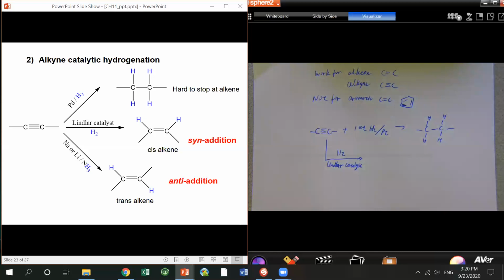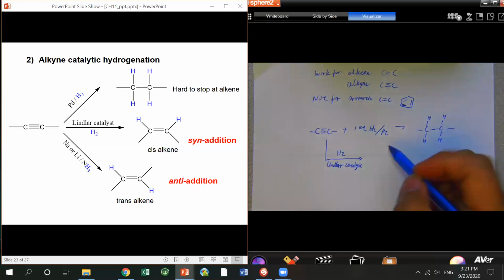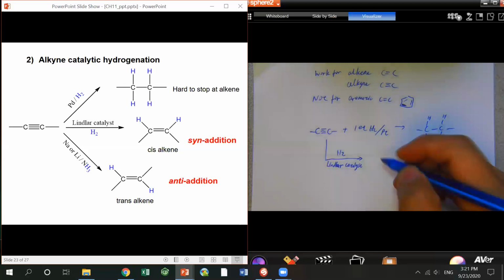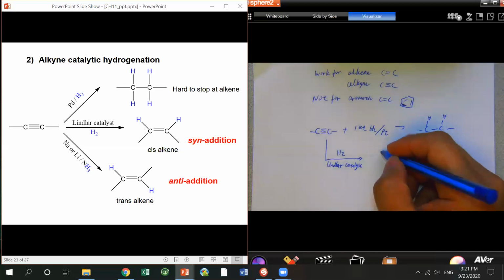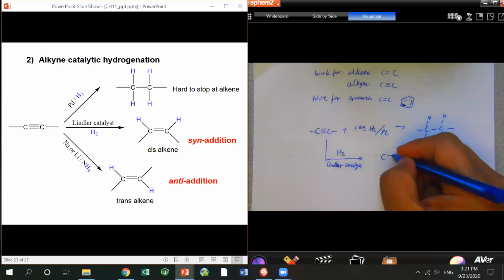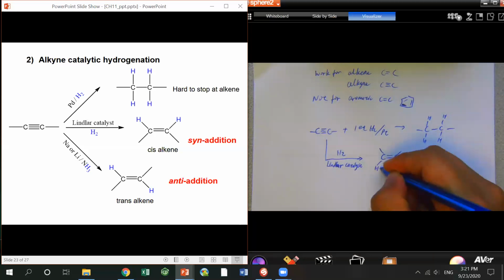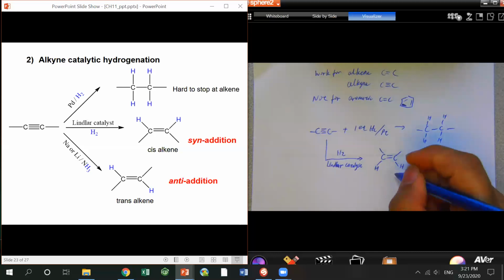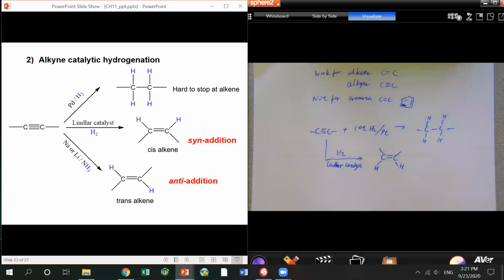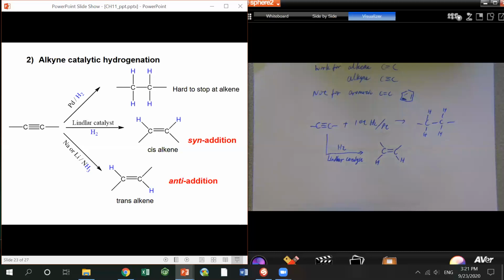Because it is a poor catalyst, it can only add one pair of hydrogen, compared with palladium, platinum, or nickel. And interestingly for this reaction, you also have syn addition, the hydrogens add on the same side of the triple bond. Then someone asked how do we get a trans alkene, so anti addition. There is one reaction condition that can do it.